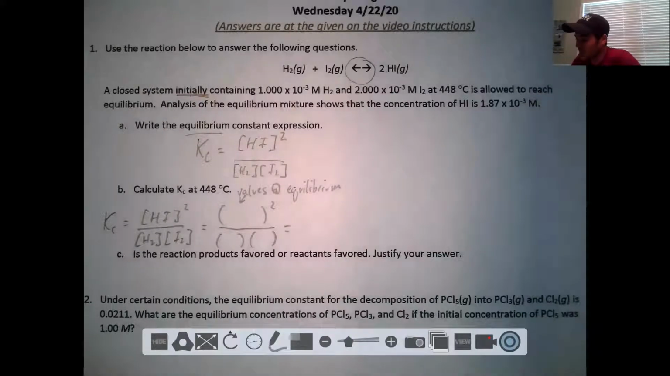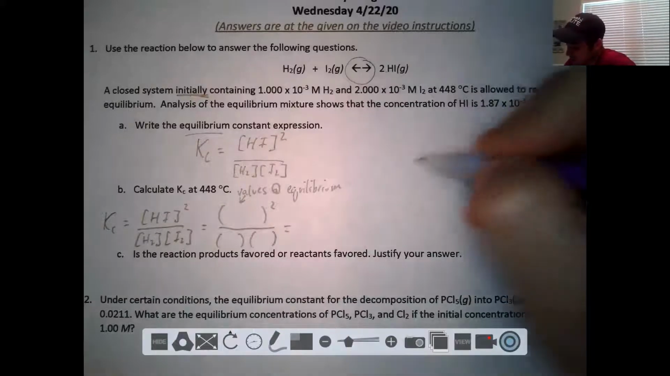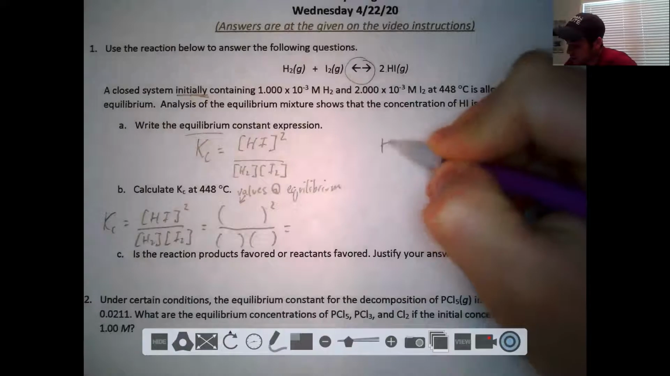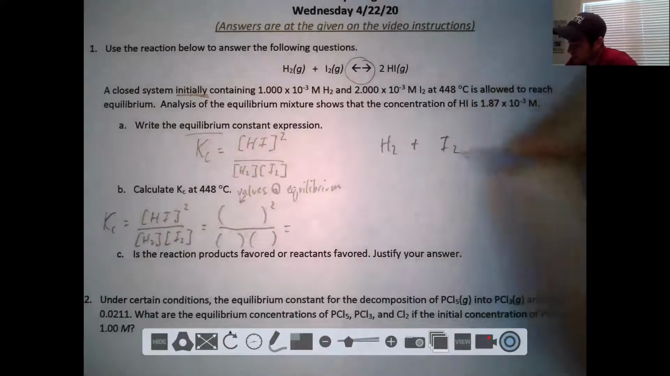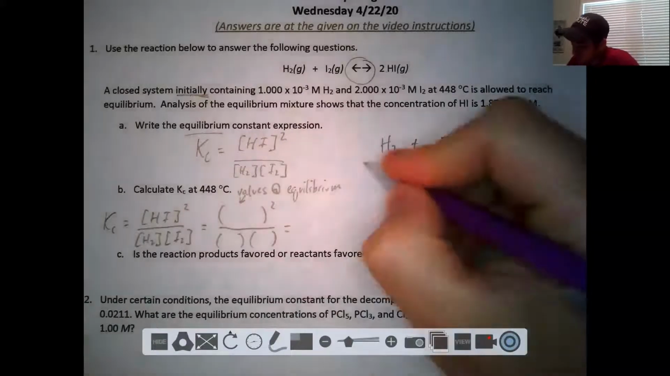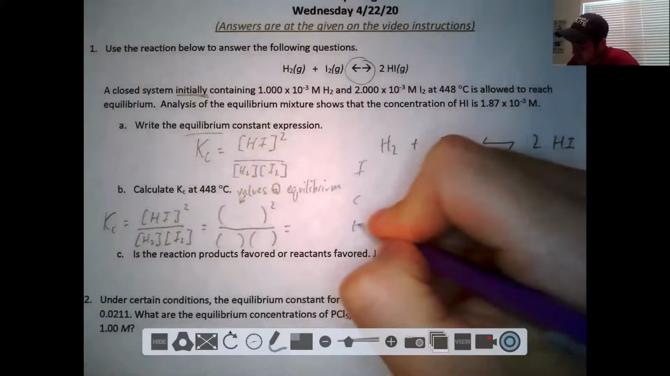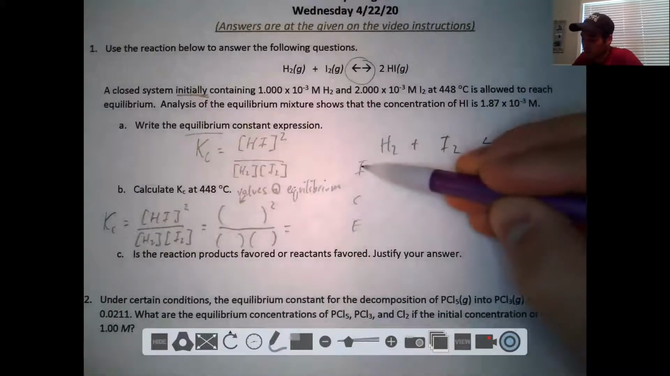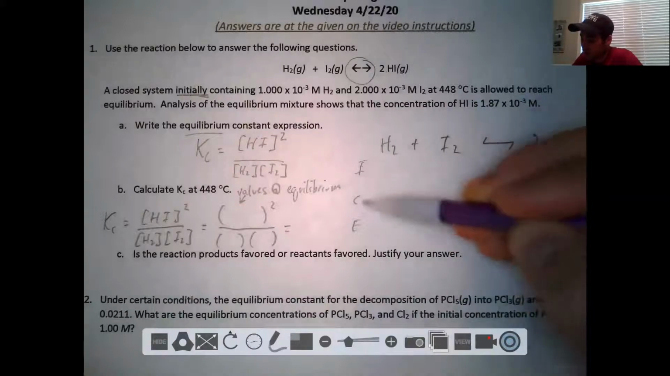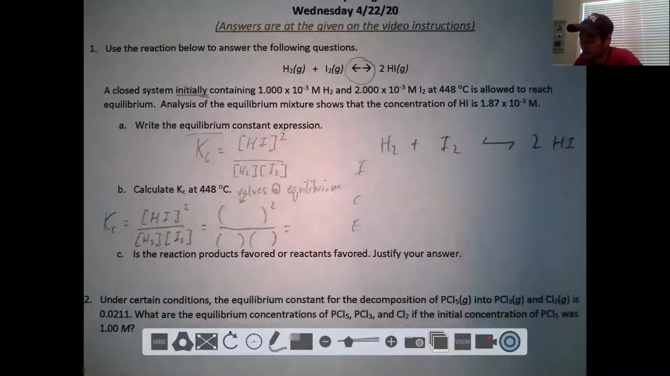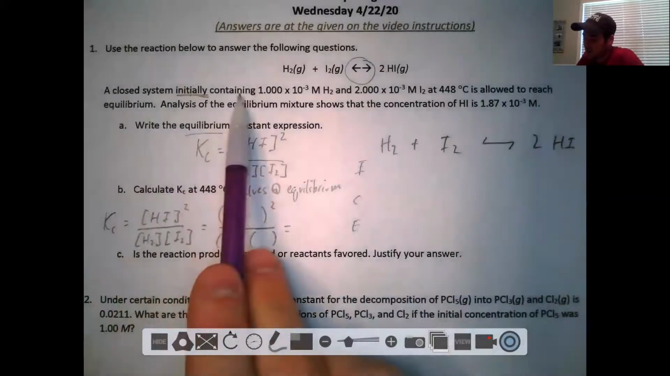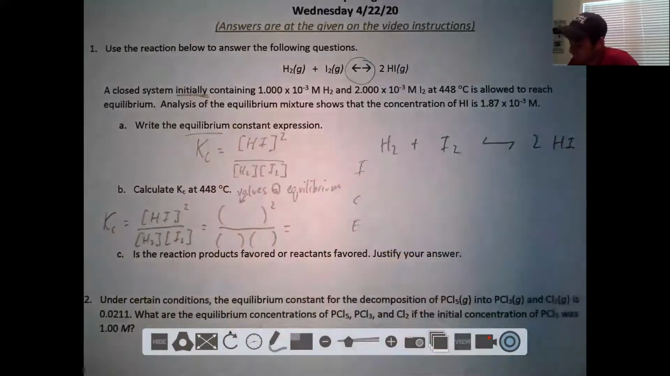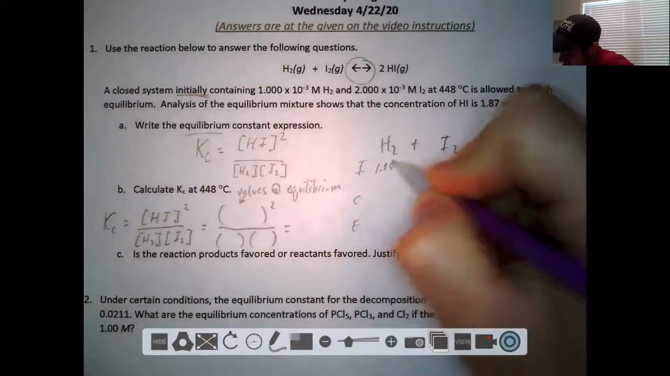These are very similar to the BCA tables, before change after, that we did with stoichiometry, except now we're going to do ICE tables with equilibrium. So you're going to have your balanced chemical reaction, and you have your ICE table: initial, change, equilibrium. What do you have when you start? How much is it changing by? How much do you have left at equilibrium? So when we look here, we know the closed system contains this much H2 and this much I2. So you can go ahead and plug those in.